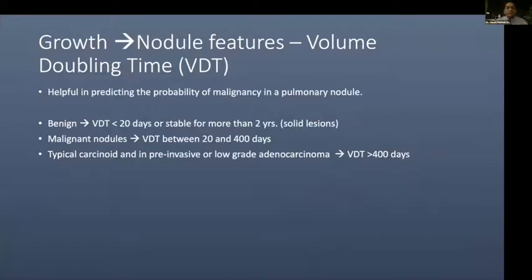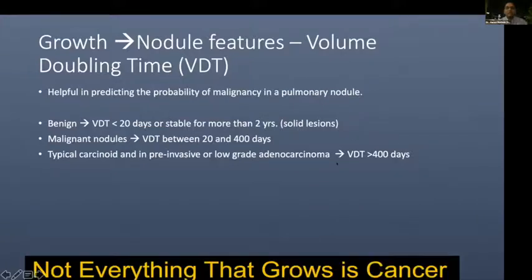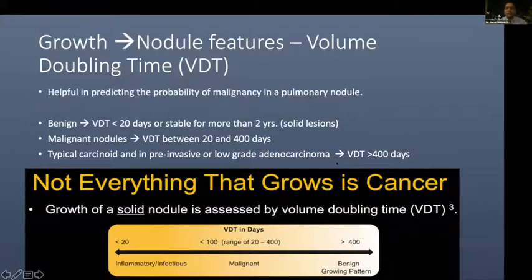Basically, benign lesions generally have a volume doubling time of under 20 days, or more than 2 years. Malignant lesions generally have a doubling time between 20 and 400 days. One caveat is, of course, that carcinoid or pre-invasive lesions generally take a very long time to grow. So not everything that grows, you must understand, is cancer. This is a nice diagram that shows that under 20 to more than 400 days is something you should keep in your mind and think about.